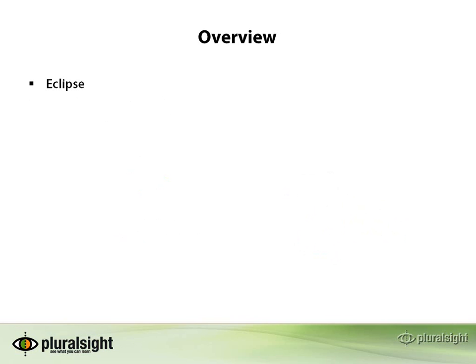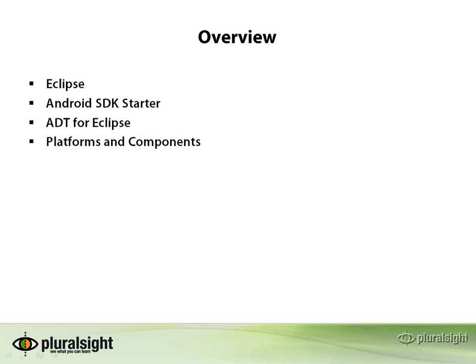So what are we going to talk about today? First of all, we're going to talk about Eclipse, where to get it, and how to install it. Next, we're going to move on to the Android SDK starter, and we're going to get that set up and installed. Then we're going to get the ADT for Eclipse, which is the application development toolkit that Google provides as a plugin for Eclipse. Then we're going to look at the platforms and components that the ADT will allow us to install in our Eclipse installation. And finally, we're going to create a Hello World application using Eclipse and a starter Android project just to make sure that everything that we installed and set up is working correctly.